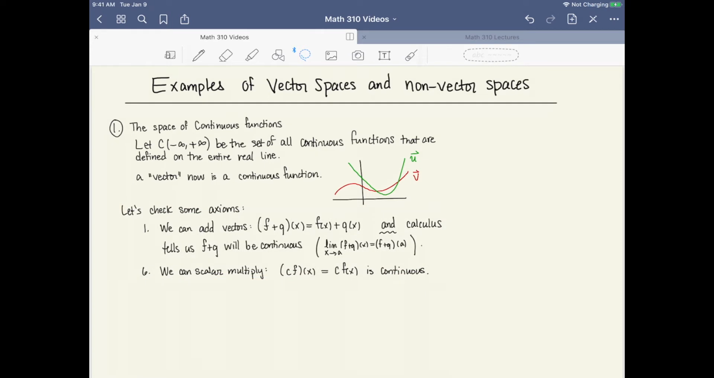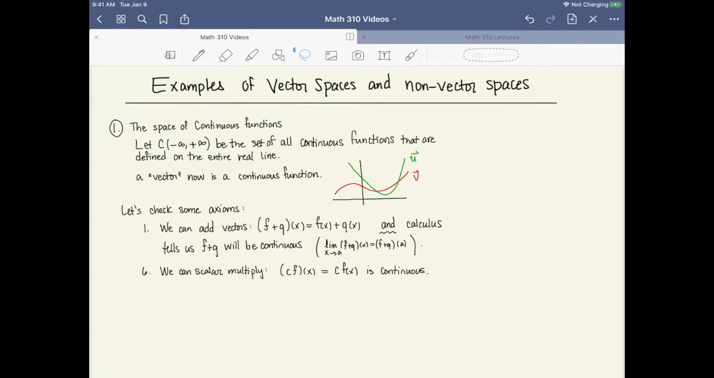Axiom 1, we need to add continuous functions together. Well, these are standard facts from calculus. If you have a function f, which is continuous, and a function g, which is continuous, the new function f + g of x is also a continuous function. There are standard ways to check this, and this usually involves the limit definition of continuity. I won't get into those details because that's more of a calculus exercise, and all of you in this class have had calculus before.